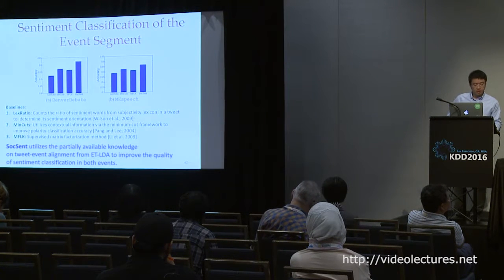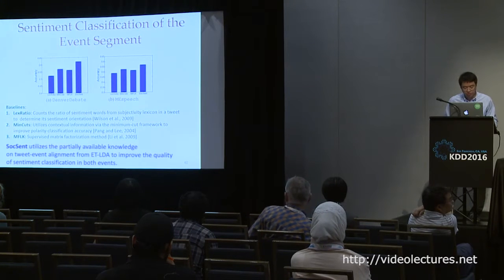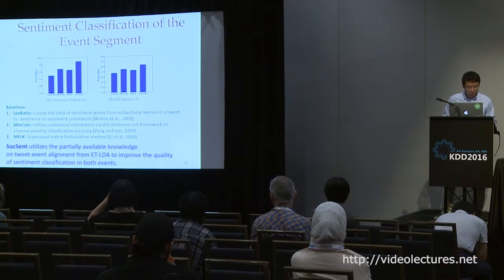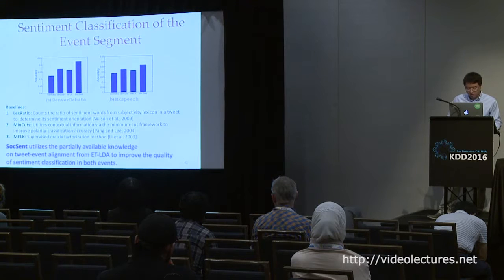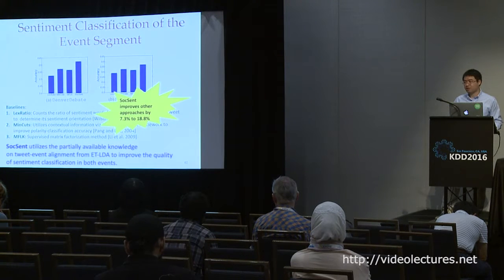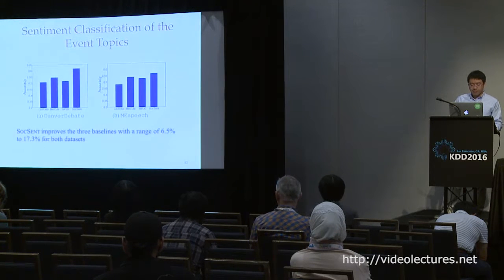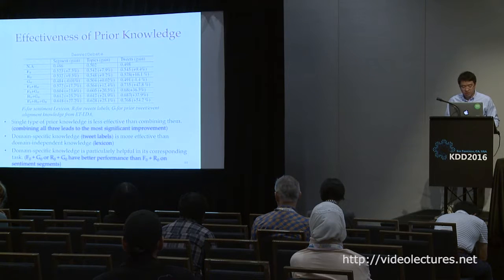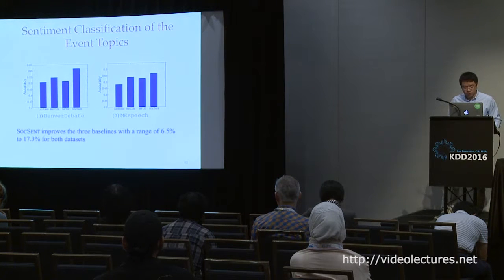One is called lex ratio, which is a lexicon-based approach, and also MinCat. And also we use MFLK, proposed by Tolly in his ACL paper in 2009, which essentially is a very similar matrix factorization model. And what we find here is that in terms of classification accuracy, SOCSENT improves over the baseline approaches by 7% to 18%. And for the classification of event topics, SOCSENT again outperformed these baseline models by a range of 6% to 17%.